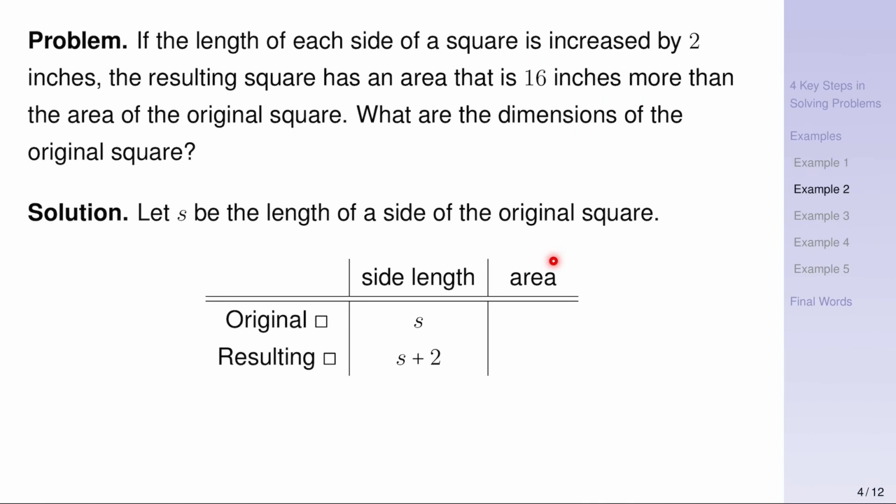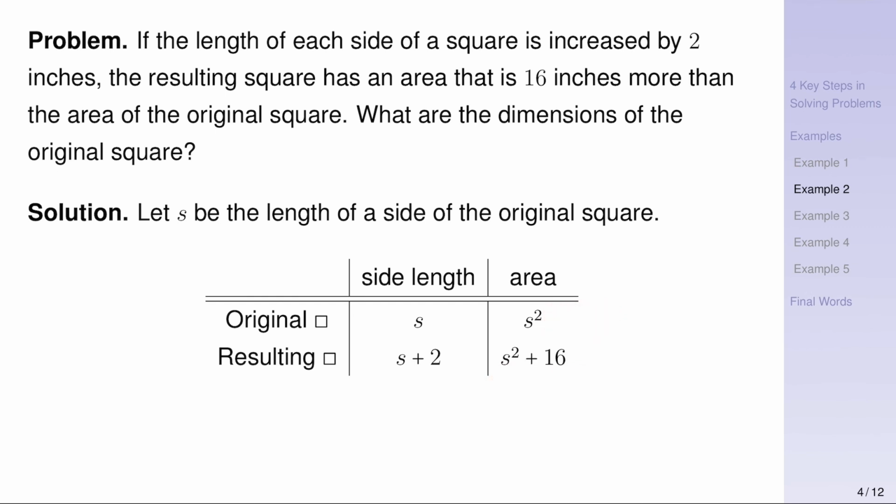Once you have that, take note that for area, the formula is just squaring one side length of the square, which means that the area for this original square is s squared. On the other hand, for the resulting square, from the given, we know that the resulting square has an area that is 16 inches more than the area of the original square, which means that this area is given by adding 16 to the area of the original square, which would give us s squared plus 16.